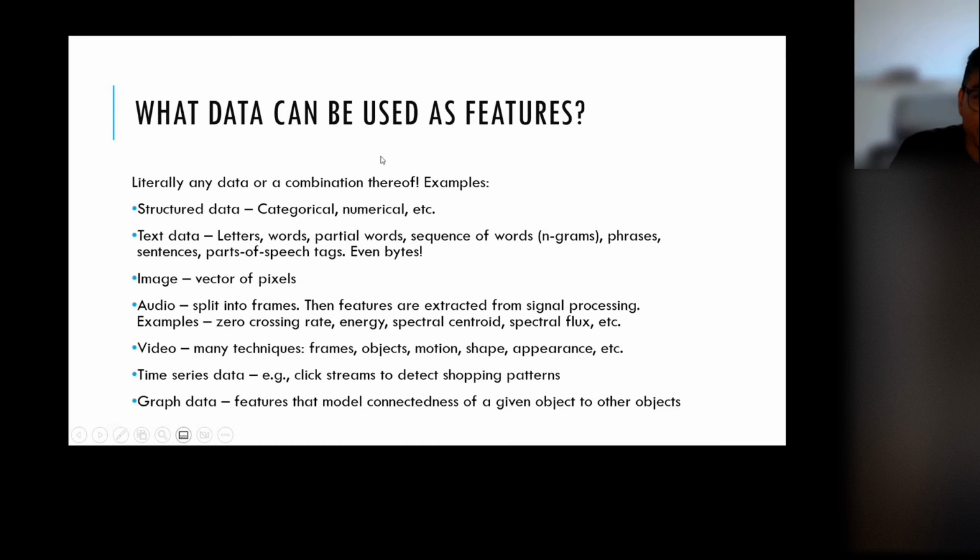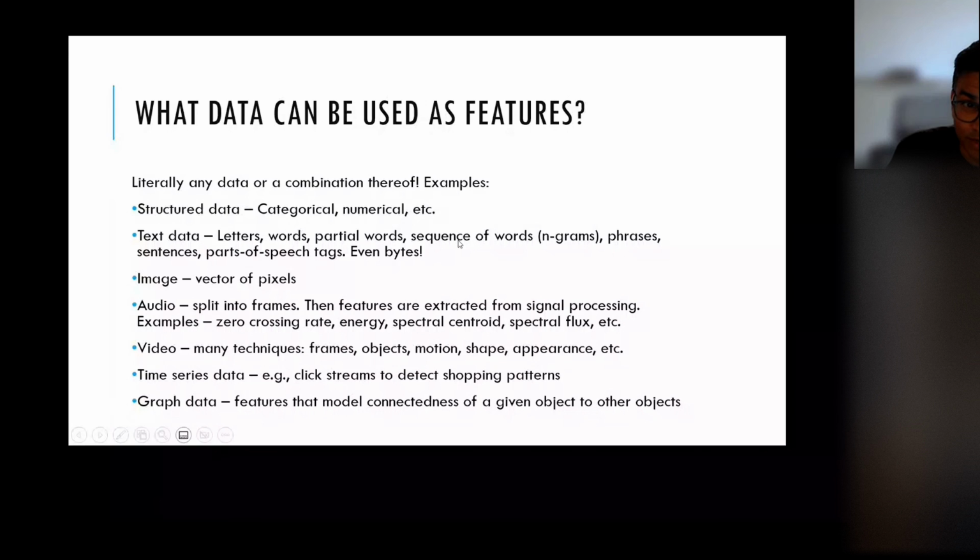What data can be used as features? Literally any data or a combination thereof, right? So structured data, which is typically what you see in Excel or in a database, right? Categorical, numerical, whatever, it's in some sort of structure, in columns. Text data, right? This is what we use here in FinOps a lot. We get millions of emails, and we're always trying to apply machine learning to automate various things and derive insights. So this you can also model in any way.